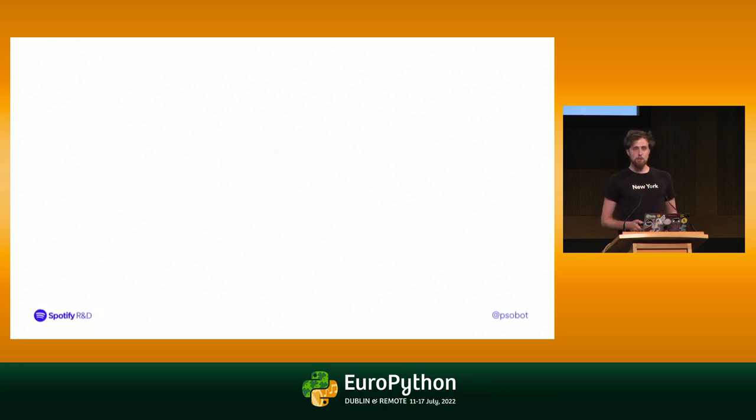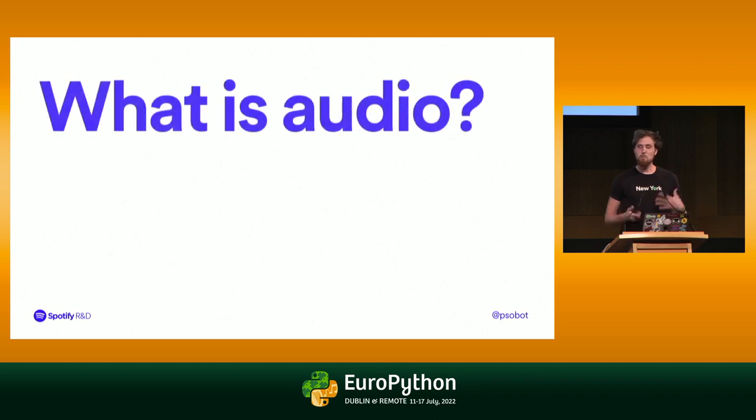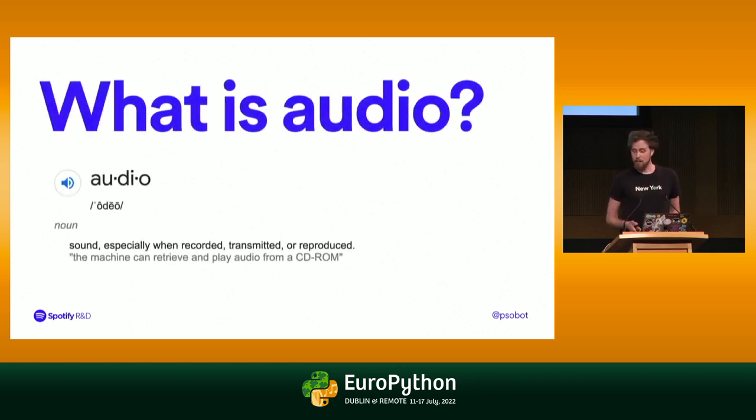So let's start off with the absolute basics. Again, this is EuroPython. I don't expect any of you to have any knowledge of what audio is. Hopefully you know what Python is. But let's answer this first question of what is audio? What do I mean when I say audio? Well, if you ask the dictionary, it'll tell you audio is sound, especially when recorded, transmitted, or reproduced. But that's still kind of vague.